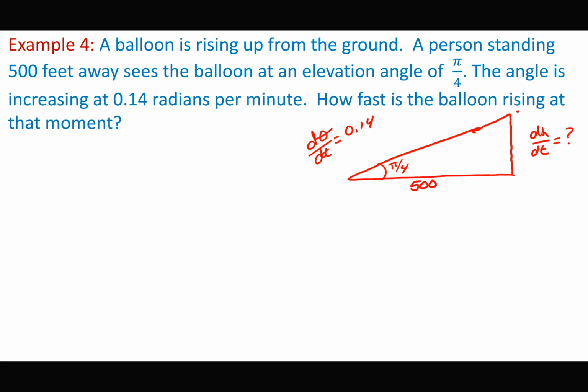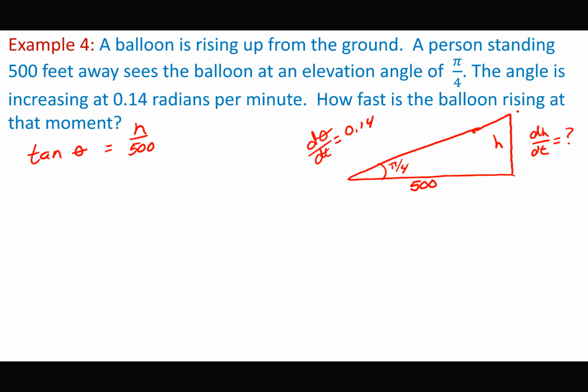Okay, so can we use Pythagorean theorem on this one? Nope. Can we use a trig function? Yes. Which one can we use? Tangent. So tangent of theta, if I label this side h, is going to be h over 500. So opposite over adjacent. Opposite my angle would be h. My adjacent is 500.